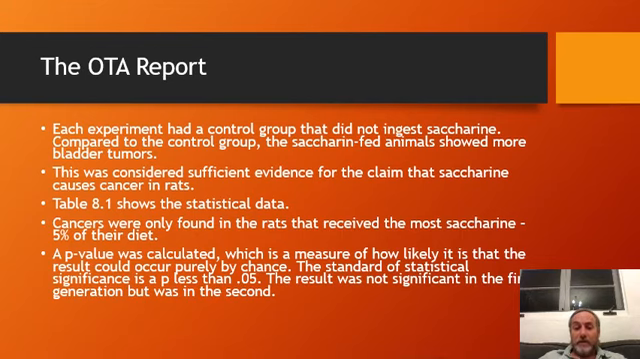So a p-value tells you how likely it is that you can get that result by chance, and what you typically want is a p-value of less than 0.05, less than a 5% chance that this would just be random variation. So they actually didn't find statistical significance in the first generation of rats. There was a difference, but not a statistically significant one. The saccharin-fed rats did have more tumors, but not enough of a difference to say that it couldn't be chance. But in the second generation, it was definitely significant.